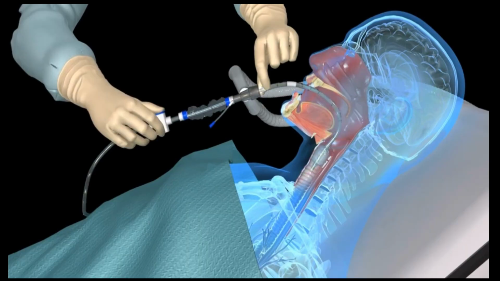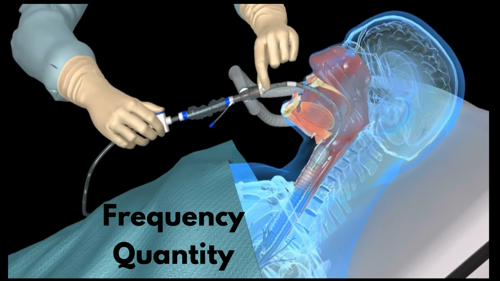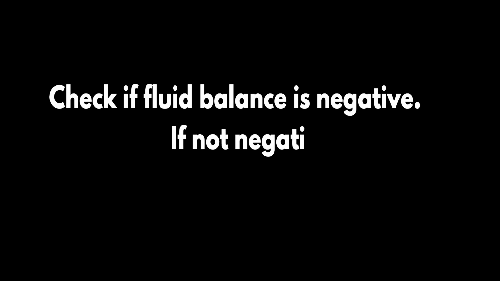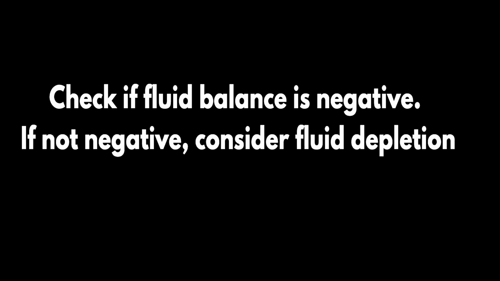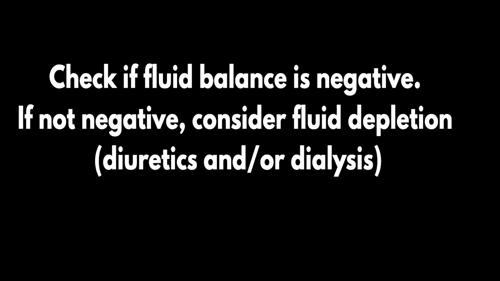Assess coughing of the patient. If the patient can bring the secretions into the tube, then it's considered a good cough. Next is amount of secretion. If the frequency or quantity of secretion is more, then extubation may be deferred. Check if fluid balance is negative. If not negative, consider fluid depletion, that is use diuretics and/or do dialysis.